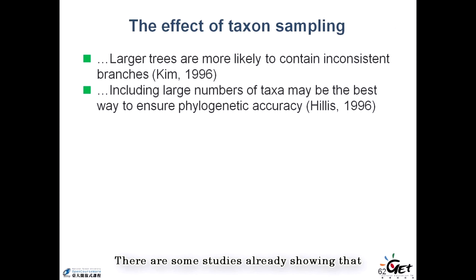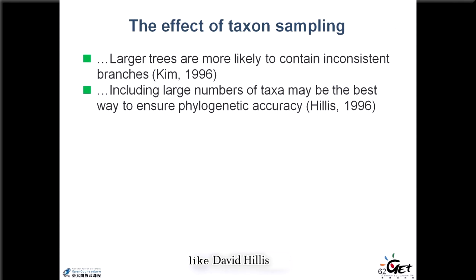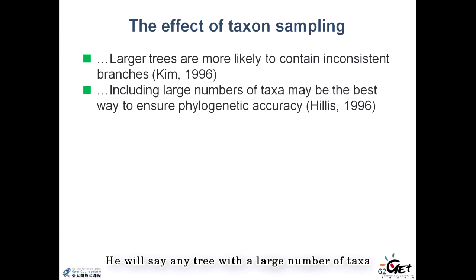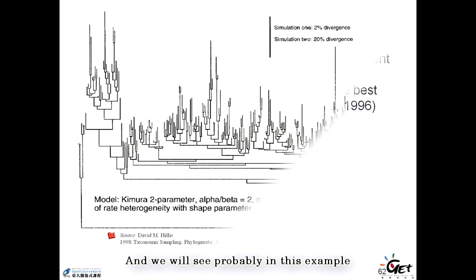So there are some studies that already show that if the tree has a lot of taxa in it, you are likely to get inconsistent branches. But some people have a different opinion, like David Hillis. He would say any tree with a large number of taxa will outperform any tree with fewer taxa. There are many real data studies supporting this thinking, and we'll probably see it in this example.